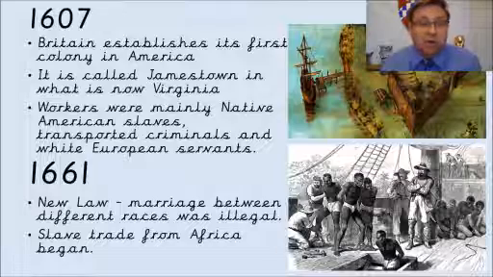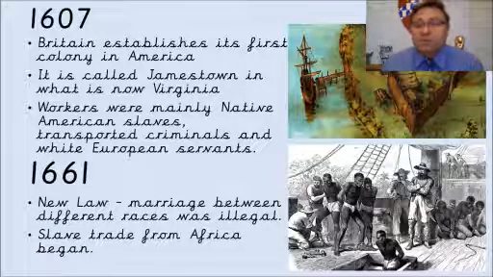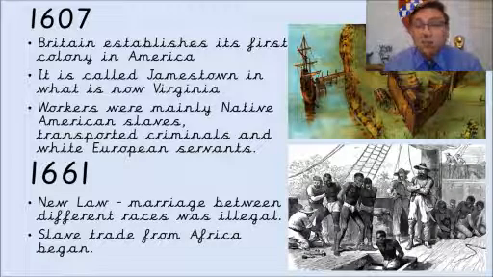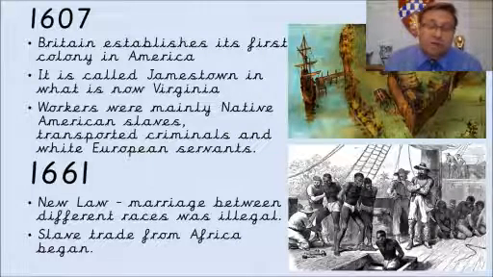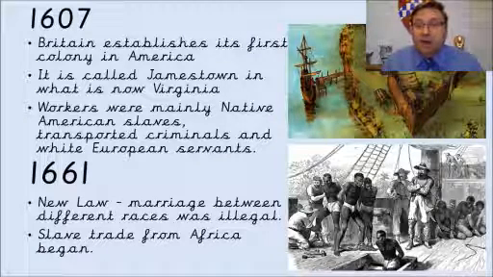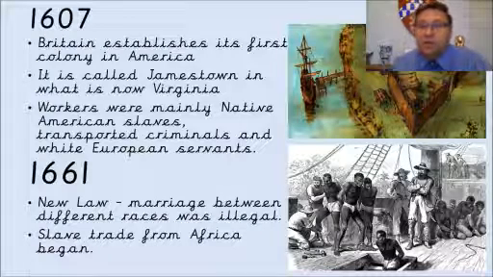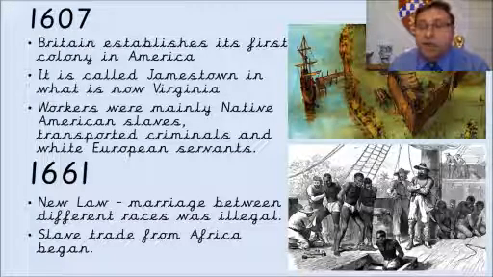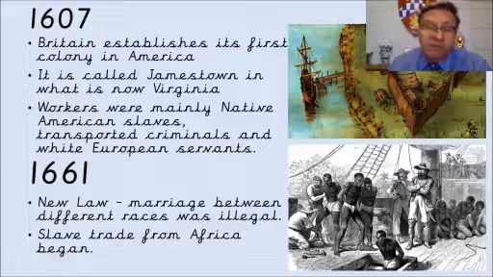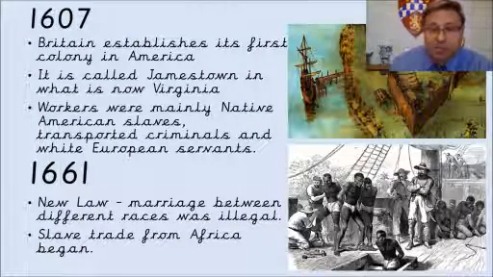In 1661, a new law was passed to make it illegal for people from different races to marry. So black people weren't allowed to marry white people, Indian people weren't allowed to marry black people, etc. So it was already a time when there was a lot of racial tension, and people were divided greatly along racial lines. Then started the slave trade from Africa.